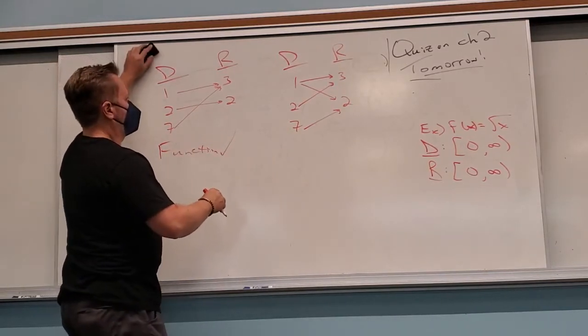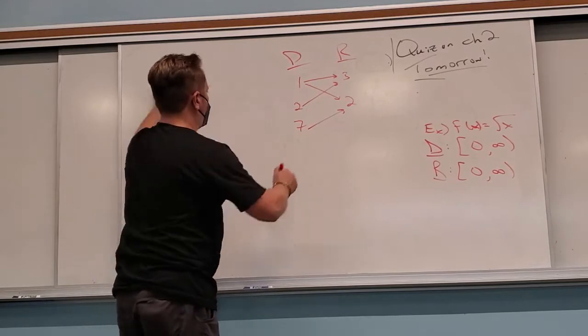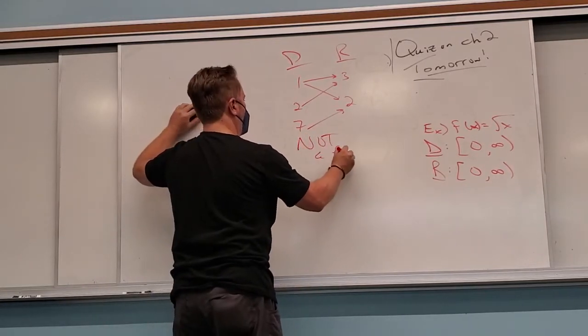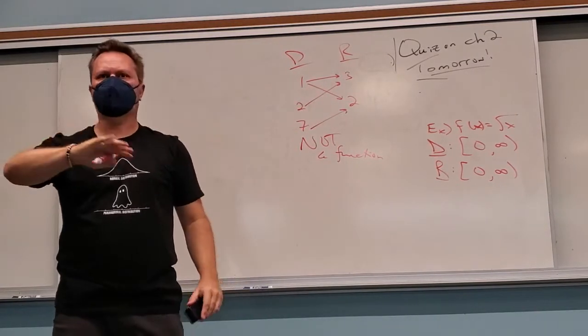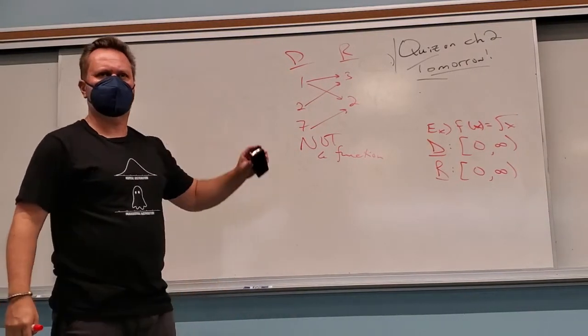So let's do this. This is not a function. Not a function because at least one input has more than one output. No good. Okay.